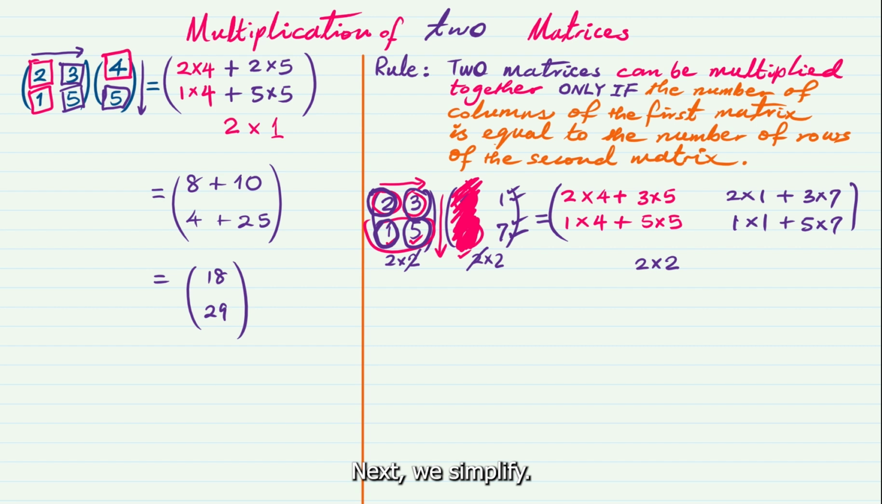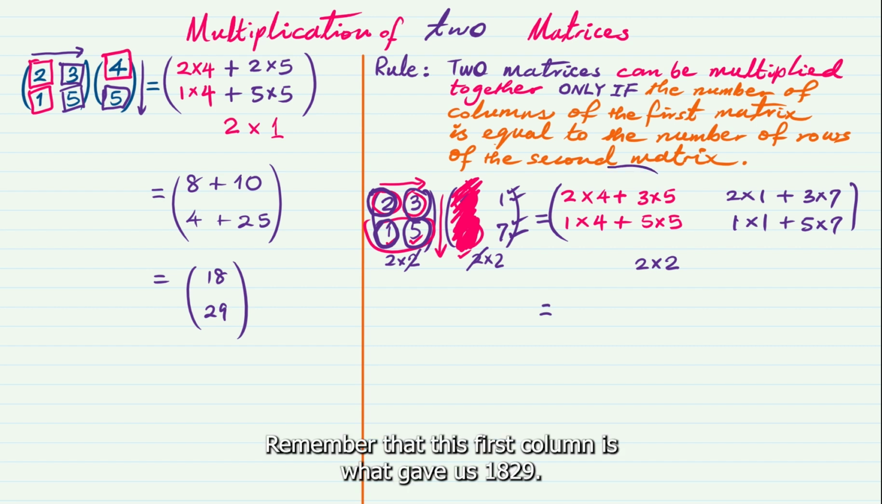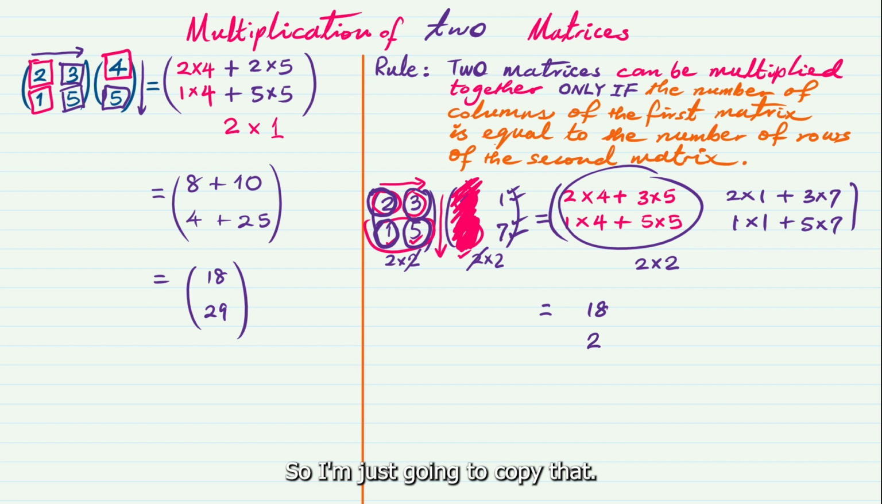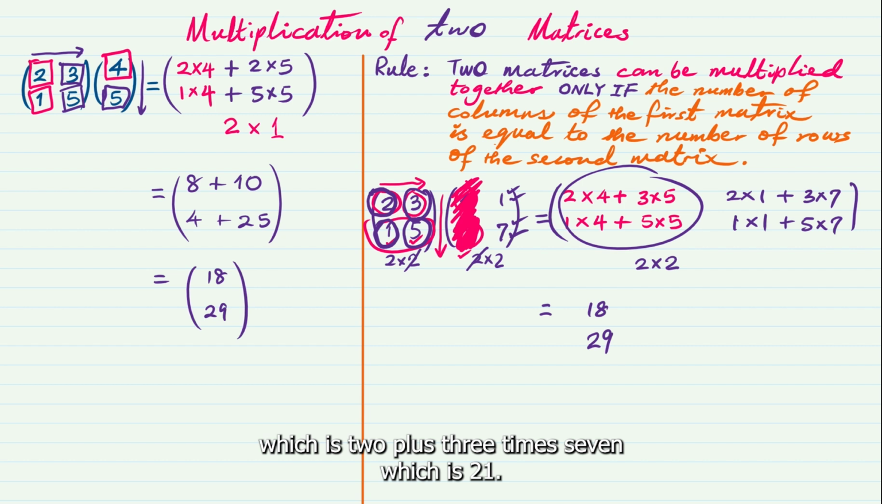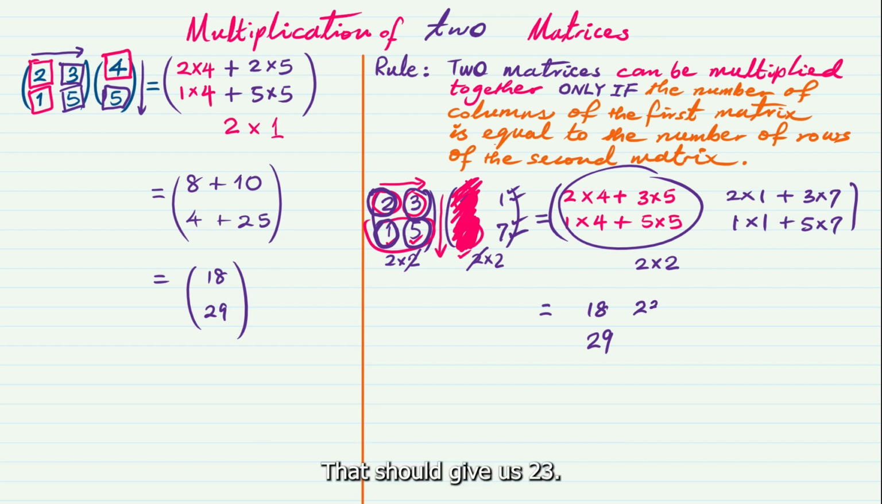Next, we simplify. Remember that this first column is what gave us 18, 29. So I'm just going to copy that. The second one is 2 by 1, which is 2, plus 3 times 7, which is 21. That should give us 23. 1 times 1 is 1. 5 times 7 is 35. 35 plus 1 will give us 36. So our result is that.